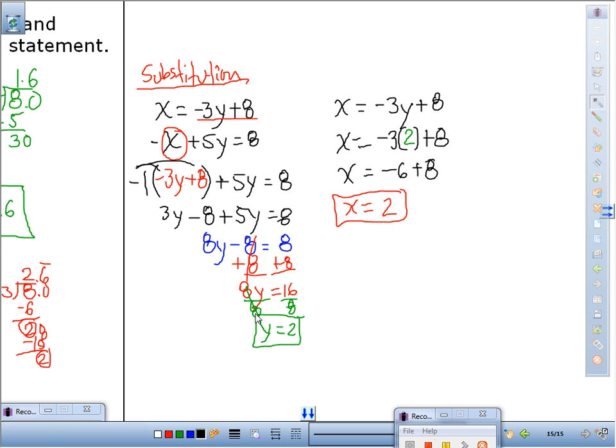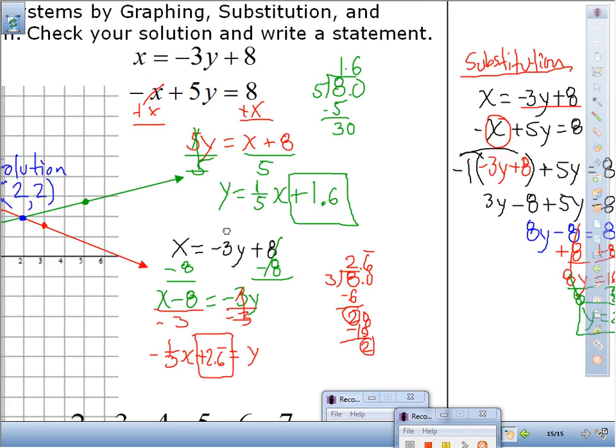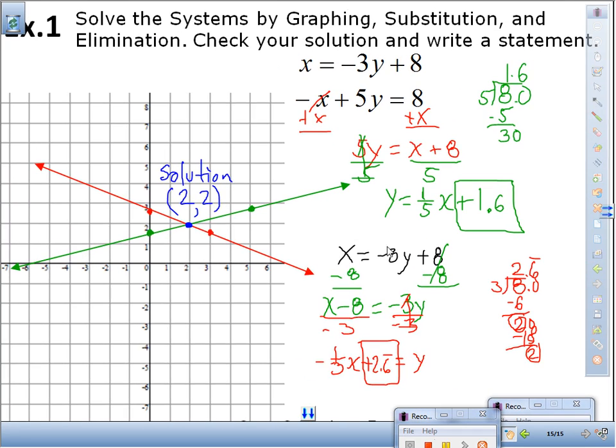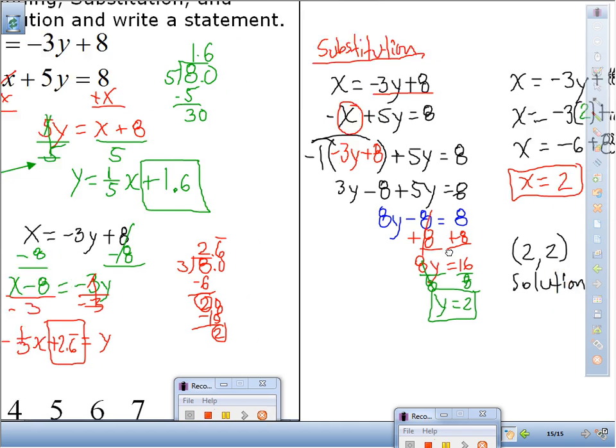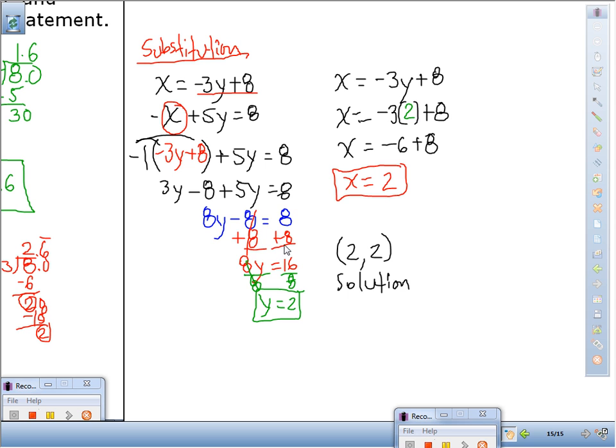At the end, we write our coordinate. What is our coordinate? 2, 2. Solution. Let's check our graph. What did we get on our graph? 2, 2. So what does that tell us? That, yes, we got the same answer because we're using a different method of solving.